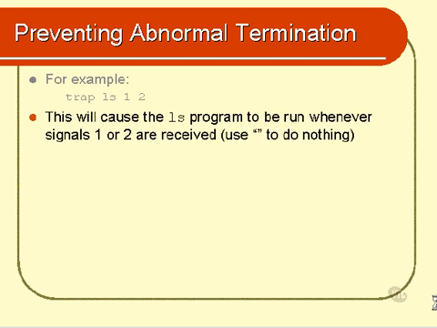If you actually want to ignore the signals, then you just use double quotes just by themselves. In other words, the empty command or the empty string becomes your command. So it would be trap and then a pair of double quotes by themselves and then the signal numbers.